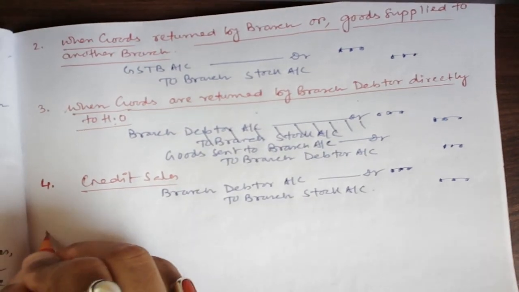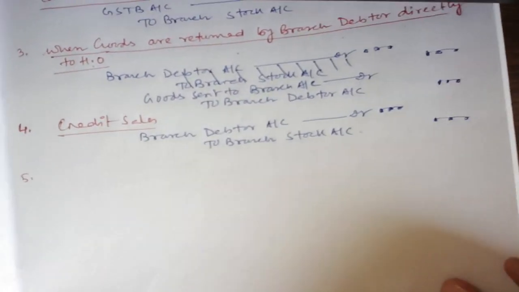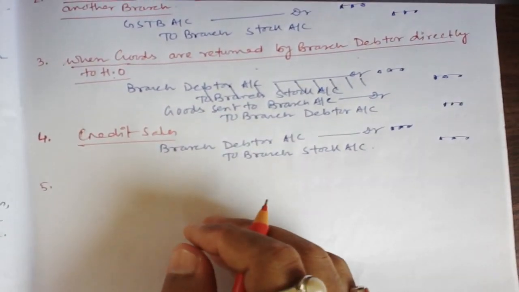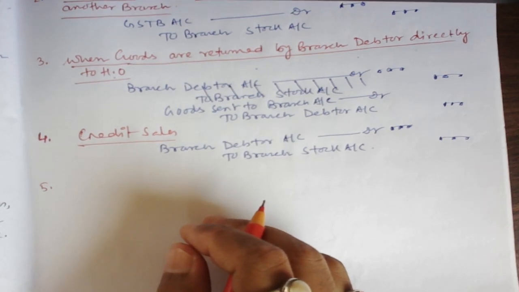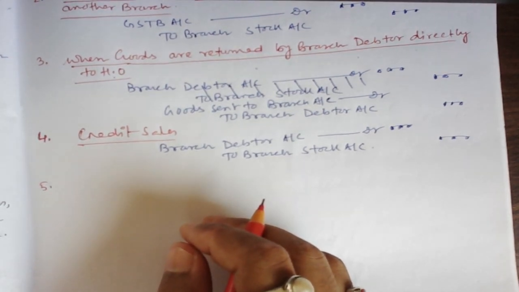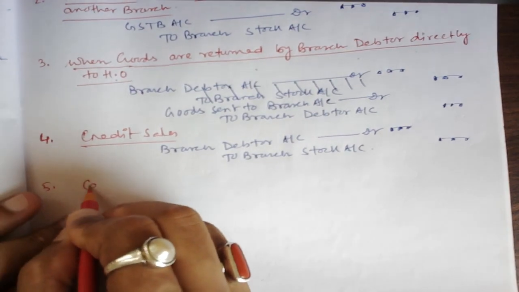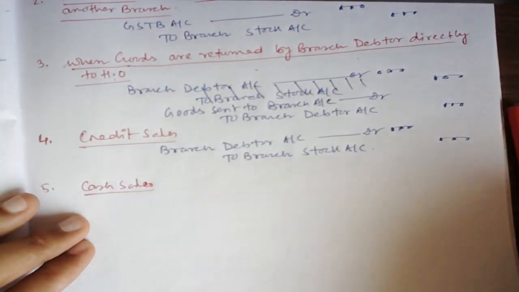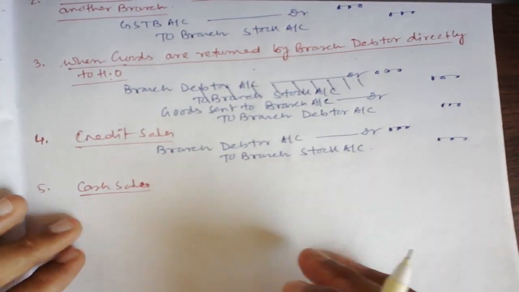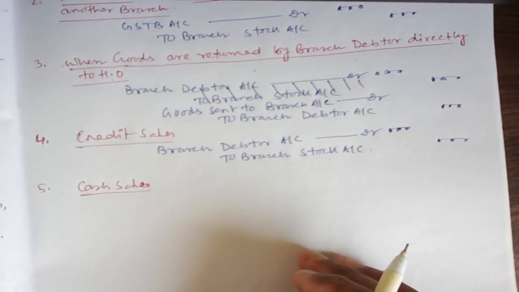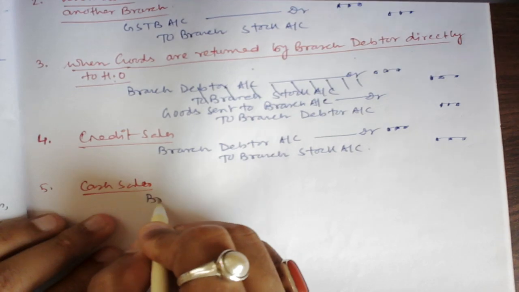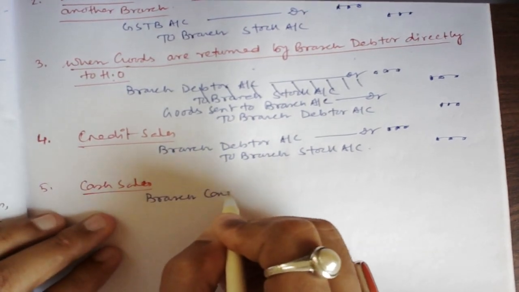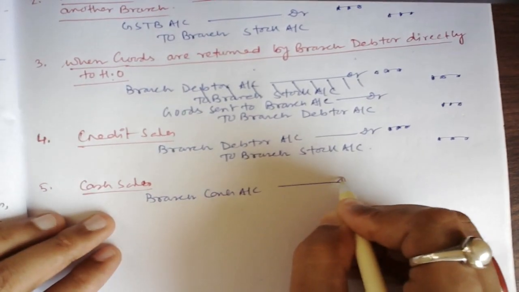Now fifth journal entry. What is the fifth journal entry? When goods are sold for cash. So you can say cash sales. All know what a cash sale journal entry is, sir. If there is a cash sale, then definitely cash is coming. So branch cash is debited, and obviously stock is going out. So branch cash to branch stock. Very easy journal entry.